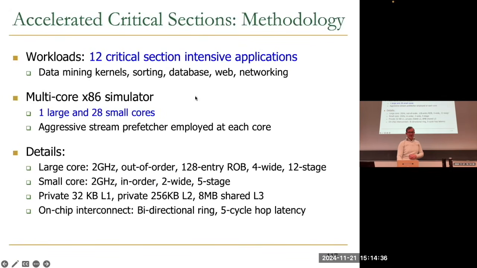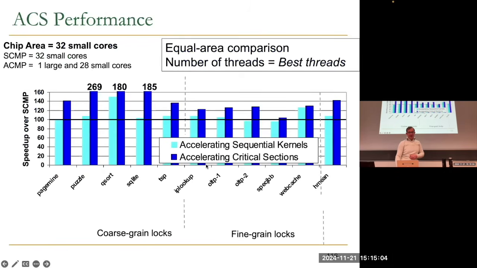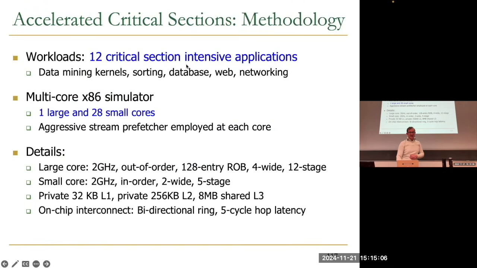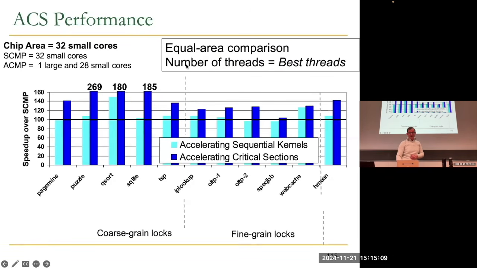As I said, simulator development actually takes a lot of time for this sort of work. And you can see more in the paper, but these are the large core versus small core parameters. We kept the frequencies equal, but that doesn't need to be the case. But the main benefits of the large core are essentially large caches and also large instruction windows. And there's an on-chip interconnect that you need to model nicely. Okay, and we have 12 workloads that are critical section intensive. Okay, so let's take a look at these results.